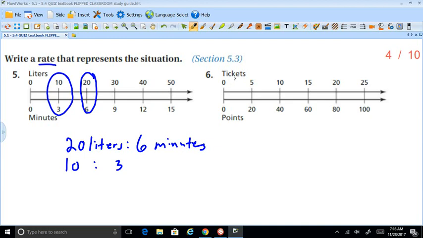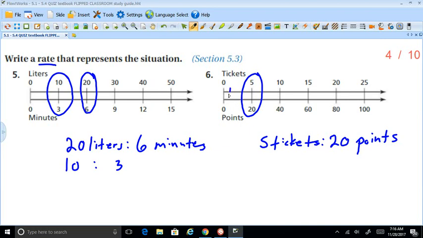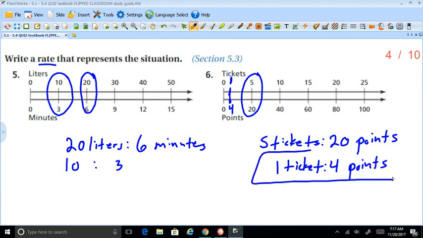Number 6, tickets. I'm just going to choose that one right there, and it's 5 tickets for 20 points. Now, if I was trying to find the unit rate, I would want to know for either one single ticket or for one single point. I'll probably go with one ticket would be 4 points. So one ticket for every 4 points. And that's called the unit rate, but they're not necessarily asking us for the unit rate. Those will come on the next few problems.